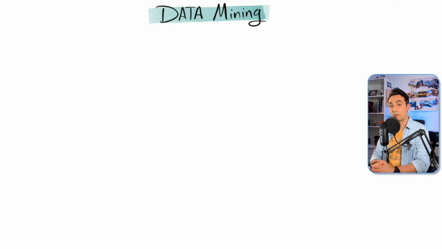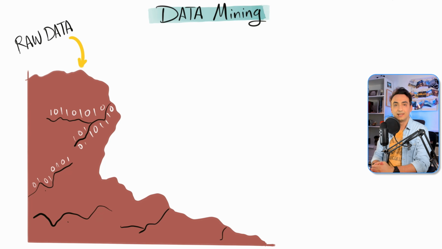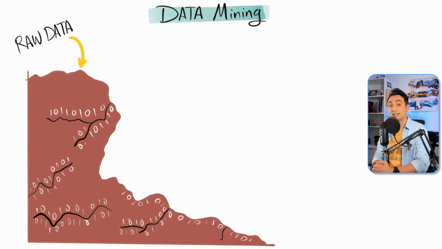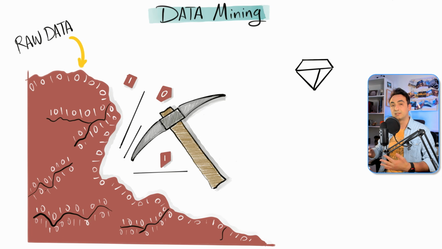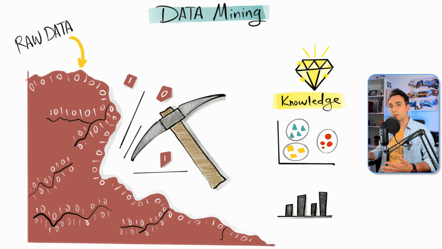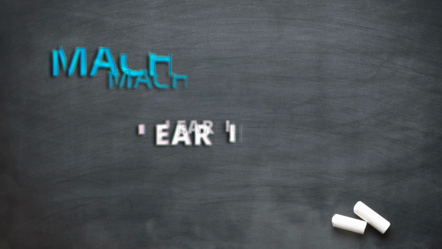Another thing that we can do with the raw data is we can do data mining. Data mining is the process of analyzing massive amount of raw data in order to discover knowledge, to discover business intelligence like patterns and trends, to solve problems and to mitigate risks.